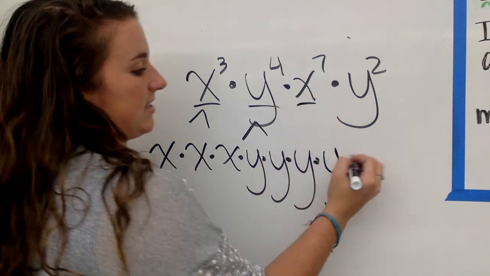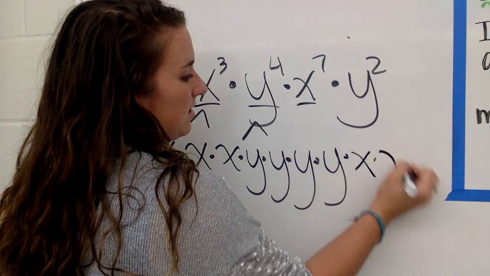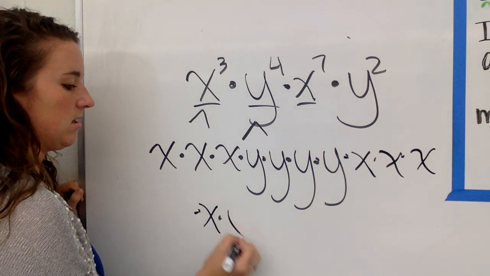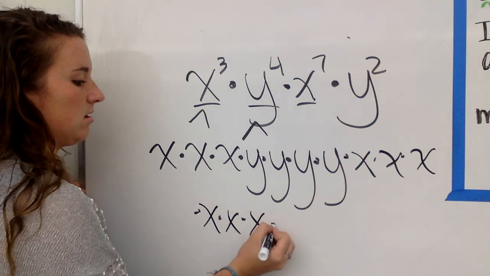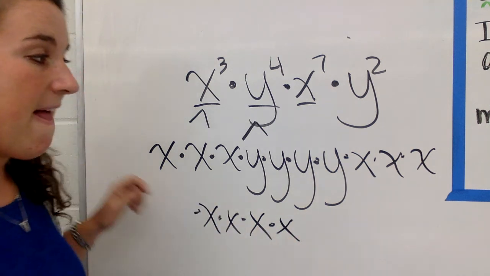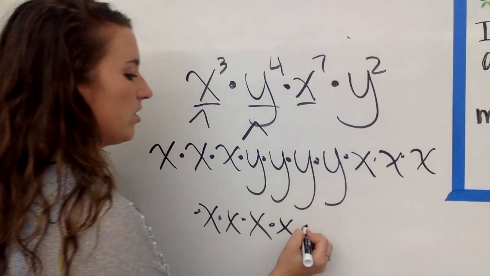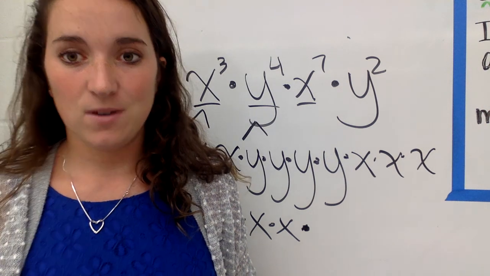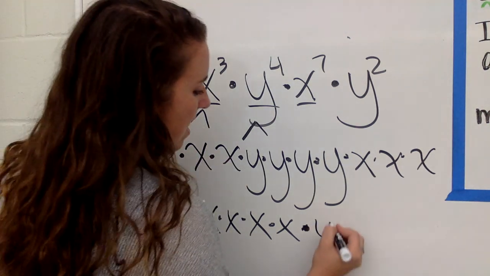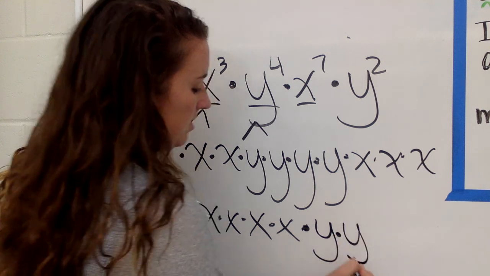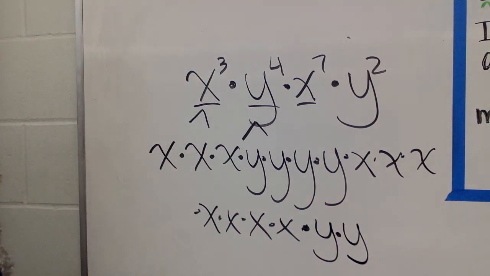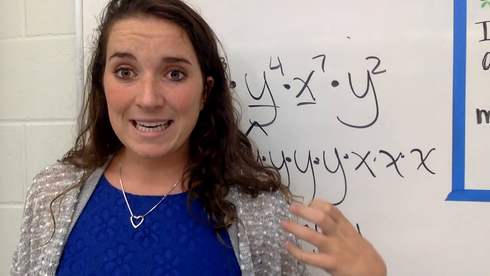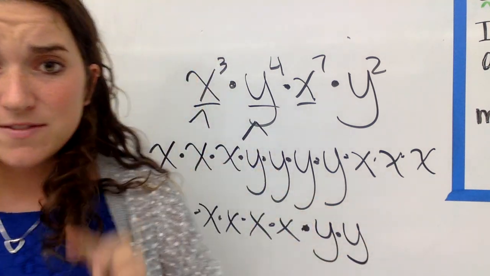Now I have x 7 times, and then I have y 2 more times. Y to the second power is the same as what? Right, y squared. So I have y squared, just y times y. All right, so now I have a bunch of x's and a bunch of y's, and I need to figure out how many of each of them I have.